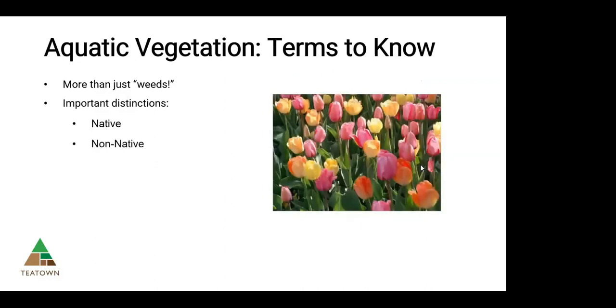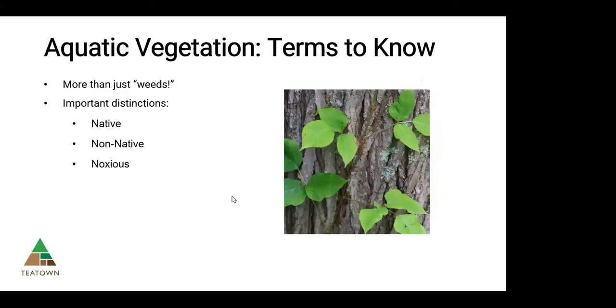And we have non-native species. This doesn't necessarily mean it's invasive. It just means it's not native. So many of our ornamental plants like tulips or pansies, these are not native, but they aren't aggressive enough to ever become invasive. And then we've got noxious plants.